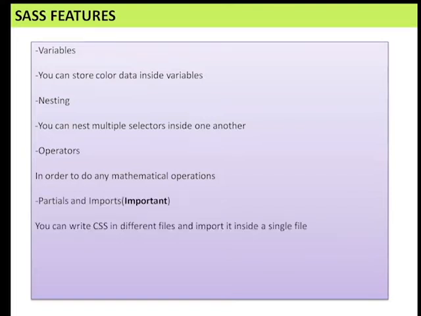Now the next property is partials and imports. This is one of the most important properties of Sass, which is used to write CSS in multiple files, and you can import CSS properties into a single file. Now the next property is mixins. This is another one of the most important features of Sass, which is used for reusable code. If you want to use reusable code, then you have to use mixins, because nowadays we are using the DRY principle, where you have to write less and less code in order to make your web page faster.